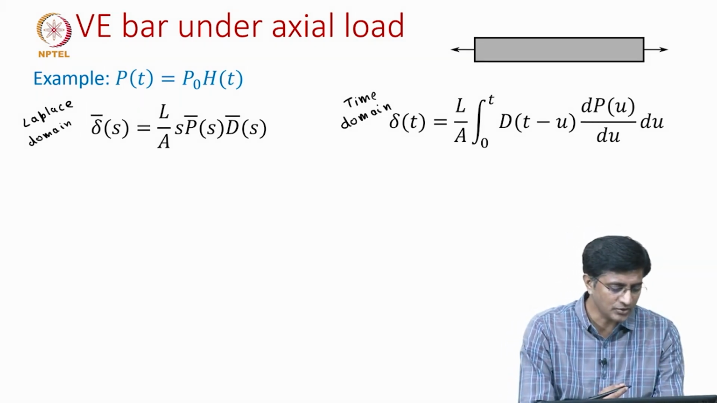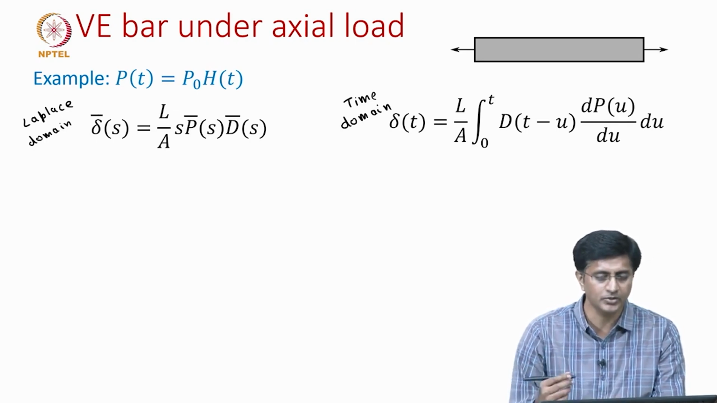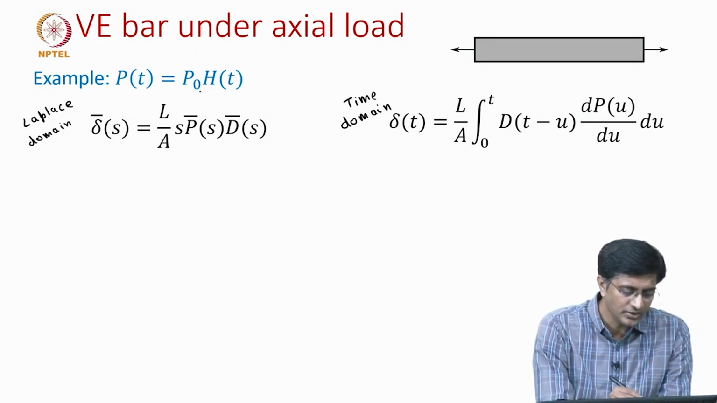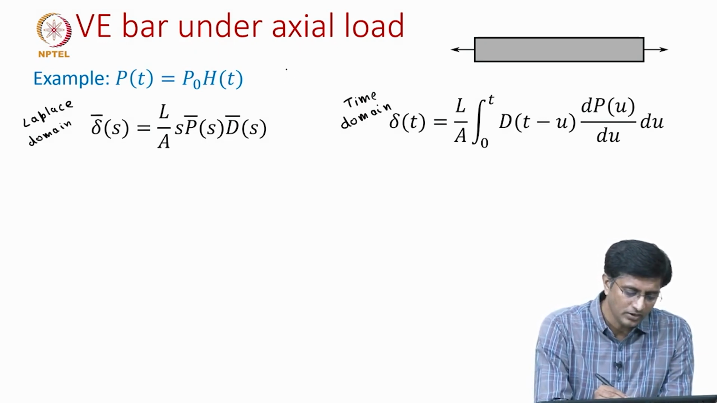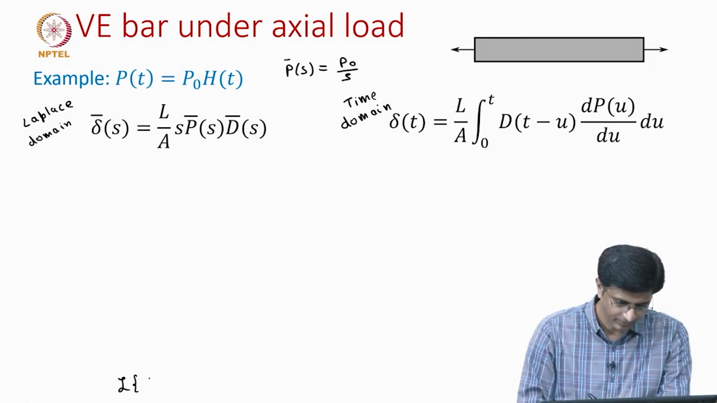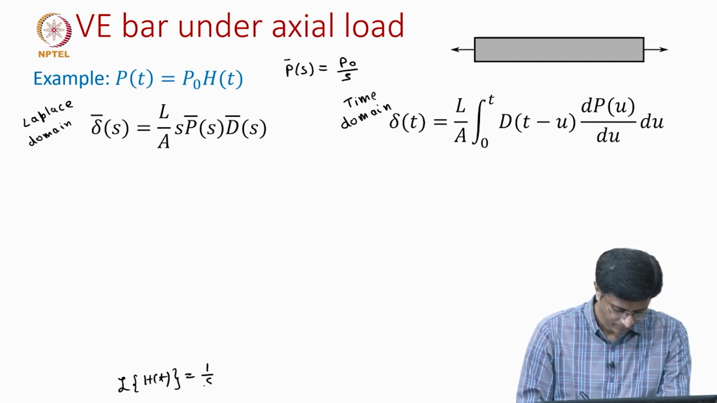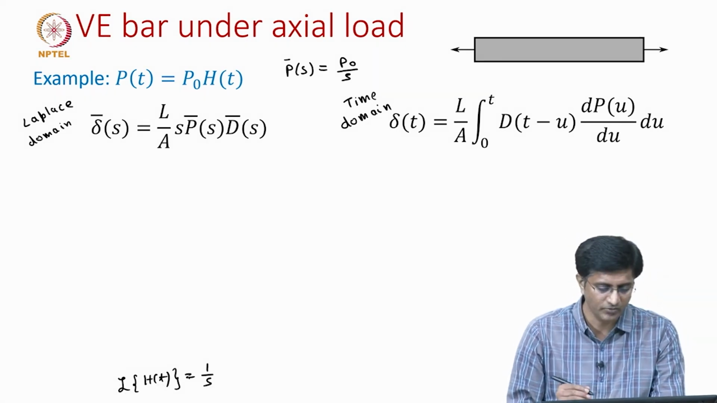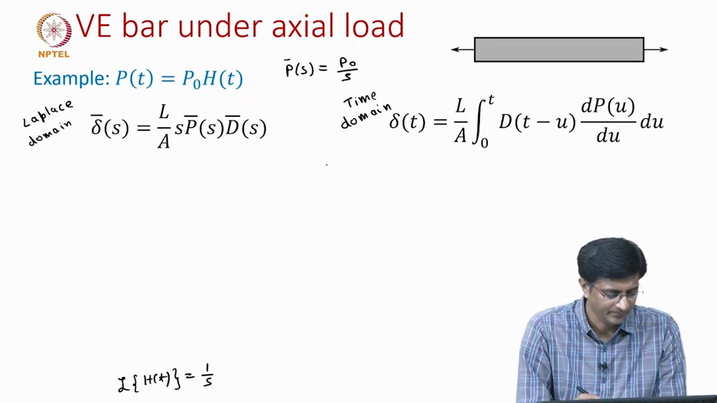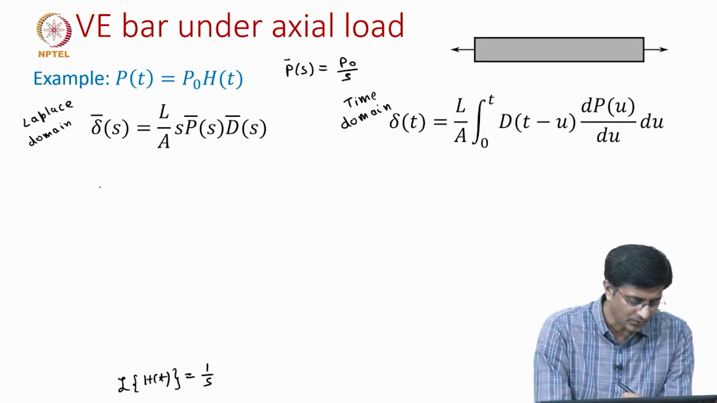Okay. So, let us try to solve first in the Laplace domain and then we will move on to the time domain. Once we notice that P of t is given as a step function, we can apply the Laplace transform and find out what P of s is. P of s is P naught by s. Laplace of the step function is simply 1 by s, that is what we have used to find the Laplace of the input P of t. Now let us substitute that in this equation.